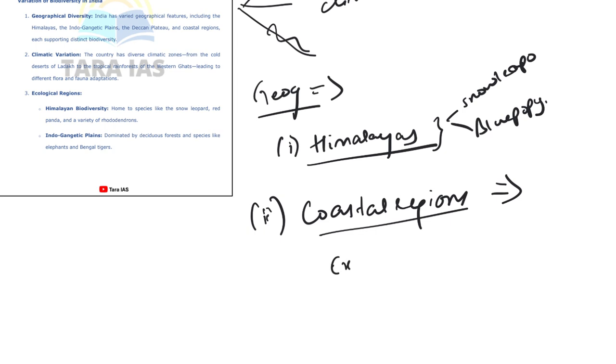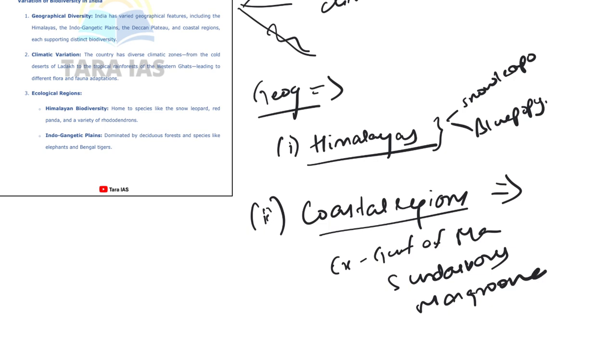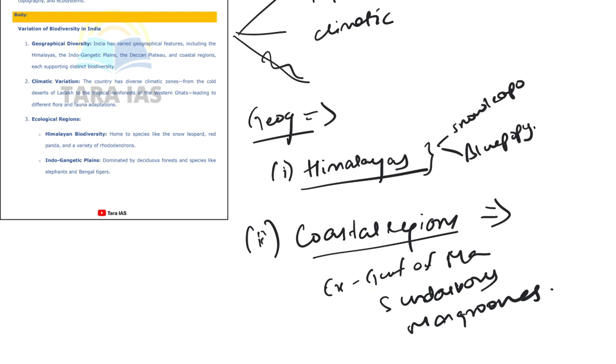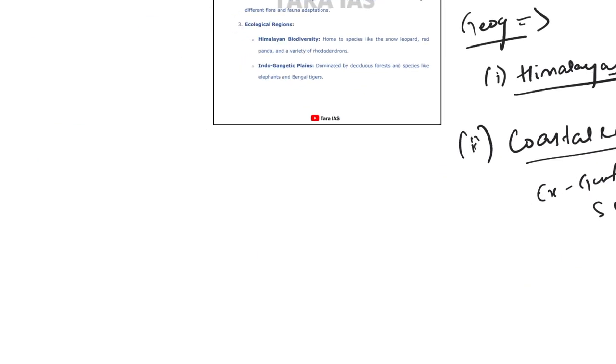For example, you have Gulf of Mannar and Sundarbans mangroves. So all this you can write. This you just have to show how biodiversity is varying in India. So this is done, and next we'll look into climatic factors.